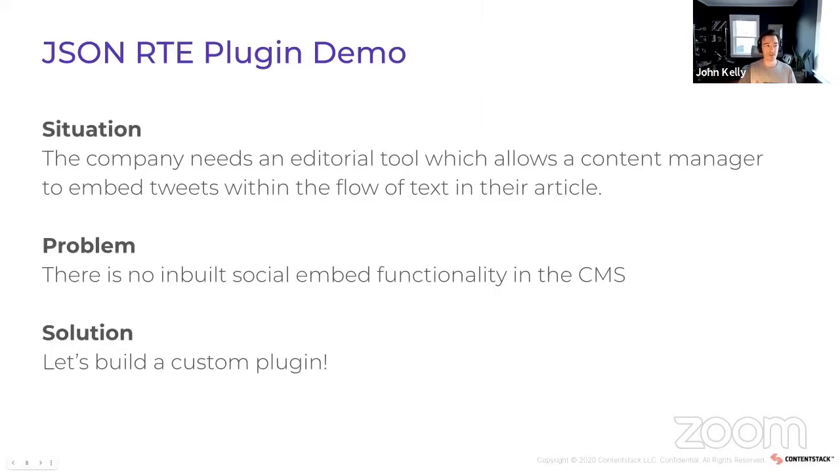Awesome. So let's get to a quick demo. We'll go through a basic situation, problem, and solution. The situation: the company needs an editorial tool which allows a content manager to embed tweets within the flow of text in their article. The problem here is that there is no inbuilt social embed functionality in the CMS, at least the one that the user is using. So the solution here is to build a custom plugin. Let's take a look at how we might do that.